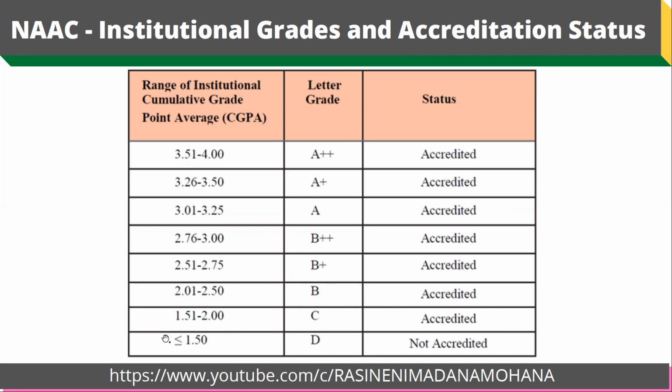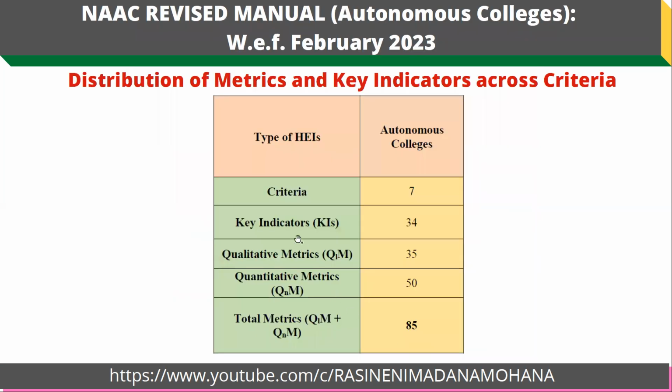If the CGPA is less than or equal to 1.50, the letter grade is D, and the status is not accredited. So if the CGPA is less than or equal to 1.50 with grade D, your institute won't be accredited. As per the revised manual for autonomous colleges, which will be commenced from 1st February 2023, the total criteria, key indicators, and the number of quantitative metrics and qualitative metrics are given in the following table.